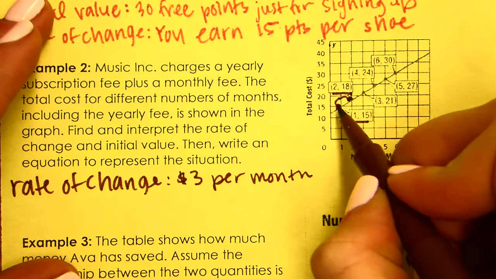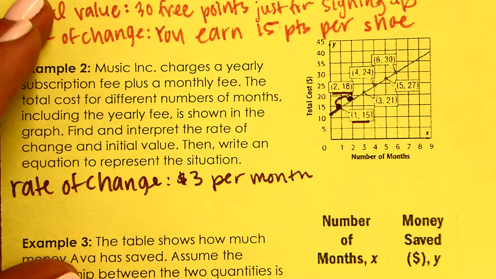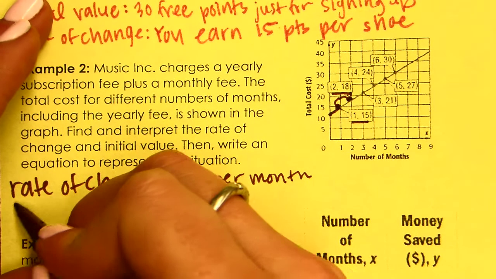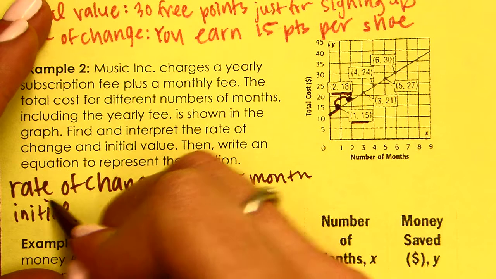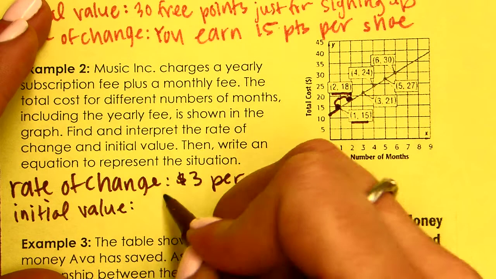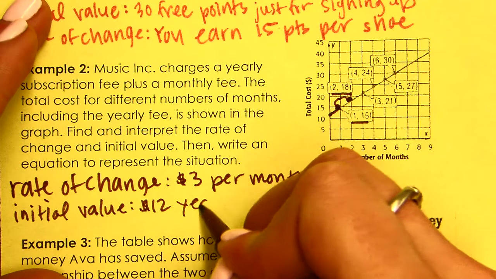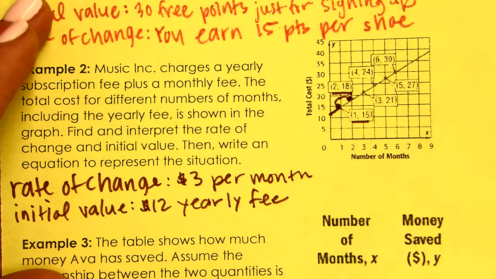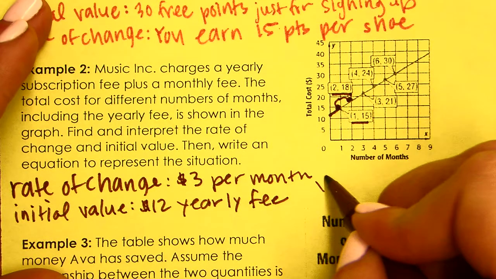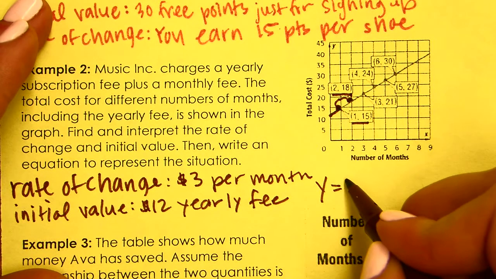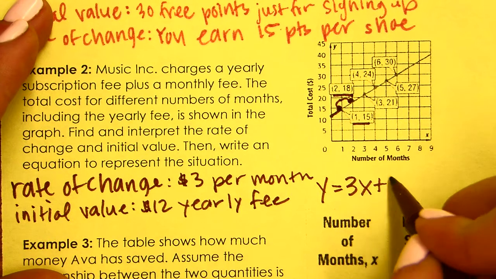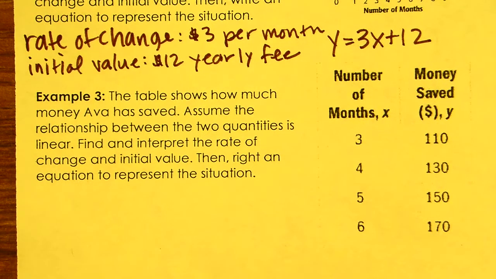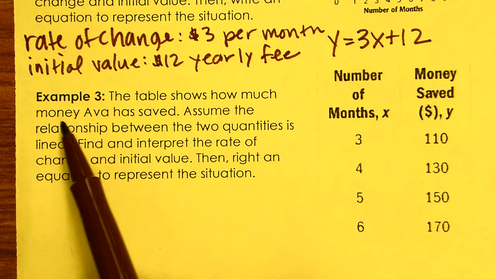And if we go backwards to 0 months, I can see that it'd go back $3, so it'd be $12. So the initial value is that $12 yearly fee. You pay $12 a year no matter how long you use the subscription, and then $3 every month after that. So now that I have the rate of change and initial value, I can say the equation is y equals 3x plus 12.